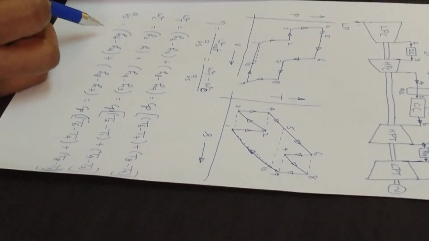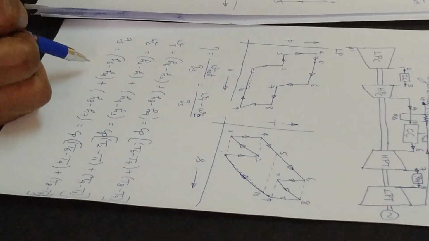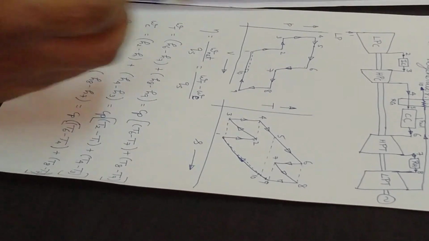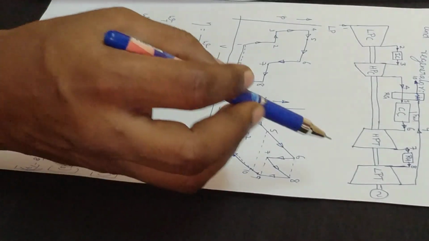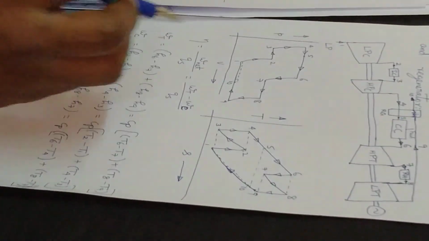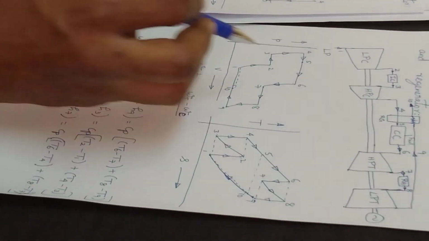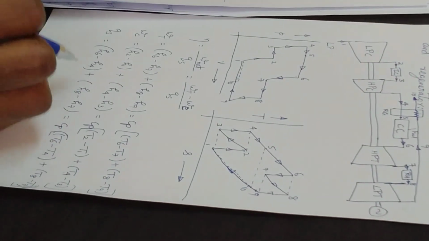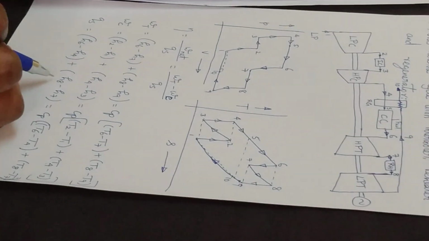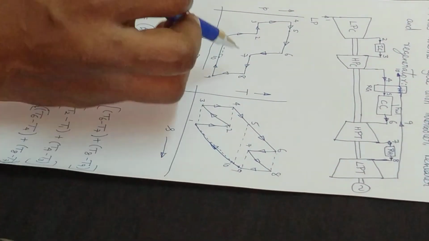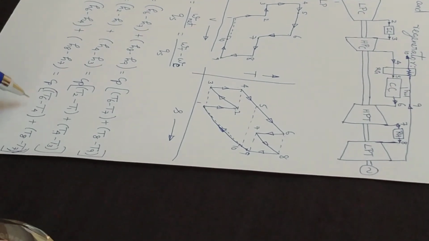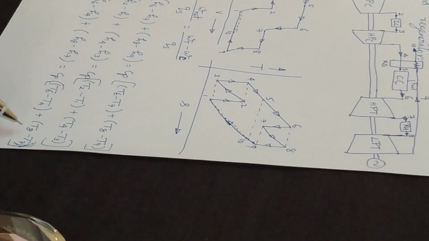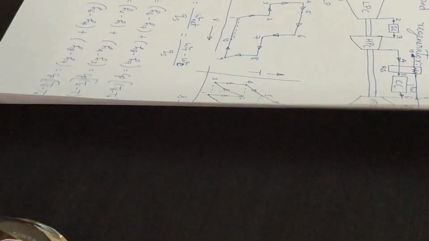Similarly, the total heat supplied here is the sum of heat supplied in the combustion chamber, regenerator, and also the reheater. So the combustion chamber heat supplied is H6 minus H4, plus H8 minus H7 for the reheater. So we get T6 minus T4 plus T8 minus T7.